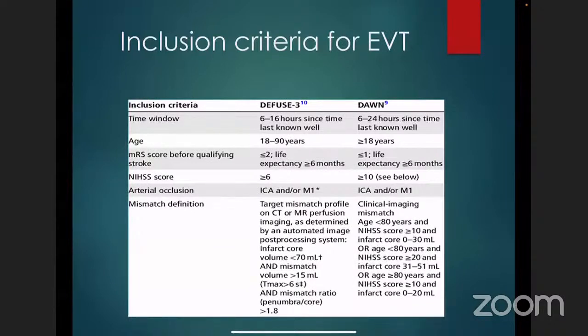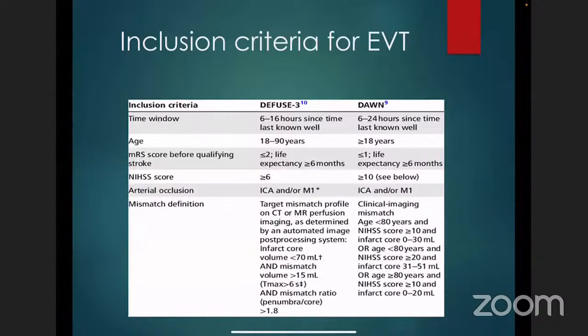They include patients above 80 years old, mRS less than 2, NIHSS in DEFUSE 6 or more, and in DAWN 10 or more. And there is large vessel occlusion, either ICA or M1 or both, tandem occlusion.